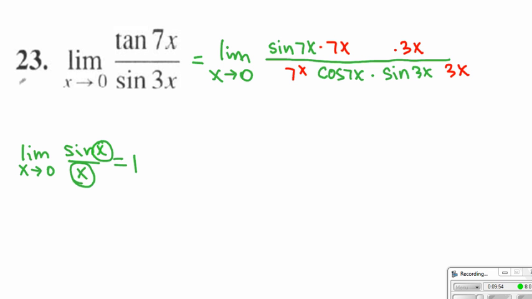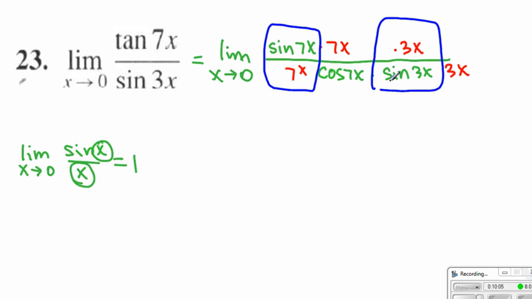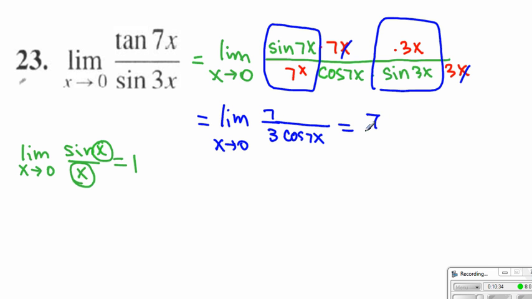Then what will end up happening is this portion would be equal to 1, the sine of 7x over 7x. And this will be, in fact, the reciprocal, 3x over sine of 3x, which will also be equal to 1. Then you will realize x cancels out with this x. So this will simplify to the limit as x approaches 0 of 7 over 3 times cosine of 7x. But as x approaches 0, cosine becomes 1. So this ends up being 7 over 3.